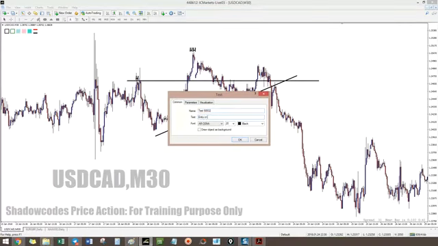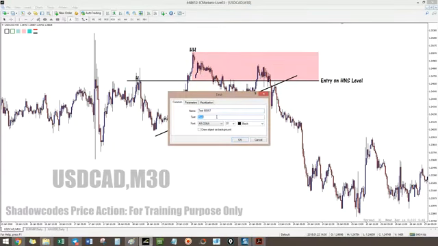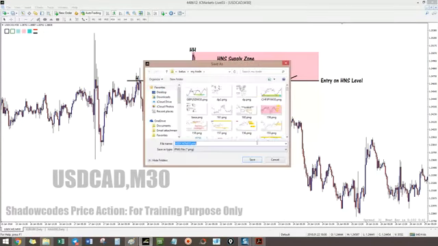Okay, so this will be the entry on the HNS level, and then the zone will be marked over here. This will be the HNS supply zone. Okay, so mark this one, save as picture, 162.